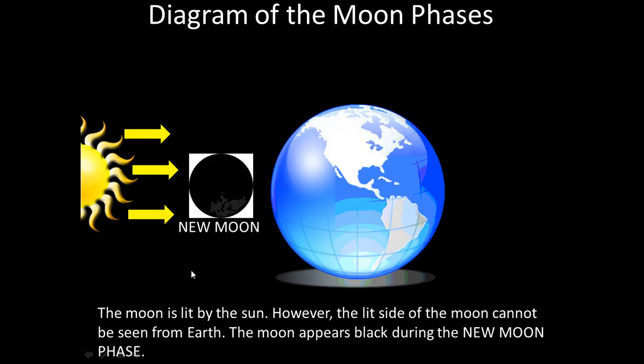We start off with the new moon. This is when the moon is lit by the sun, but the lit side of the moon cannot be seen from the earth whenever the moon is positioned between the sun and the earth. The moon appears black during the new moon phase.